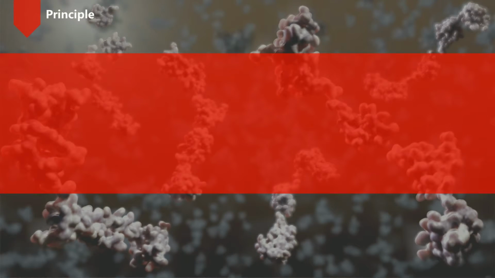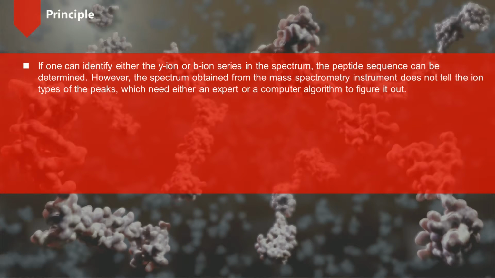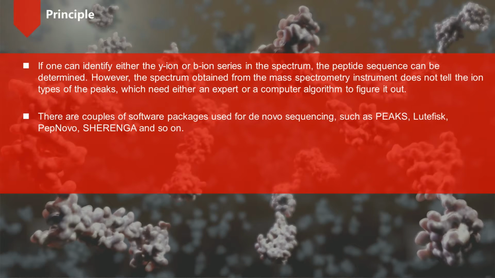Thus, if one can identify either the Y ion or B ion series in the spectrum, the peptide sequence can be determined. However, the spectrum obtained from the mass spectrometry instrument does not tell the ion types of the peaks, which need an expert or computer algorithm to figure out. There are a couple of software packages used for de novo sequencing, such as PEAKS, Lutefisk, PepNovo, Sherenga and so on.